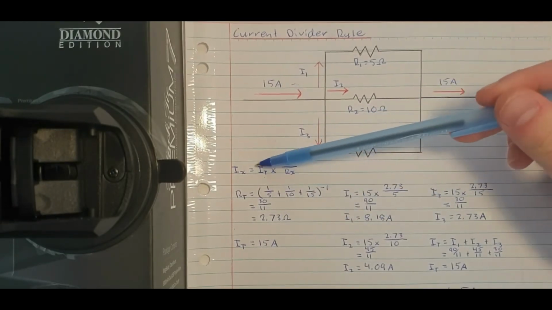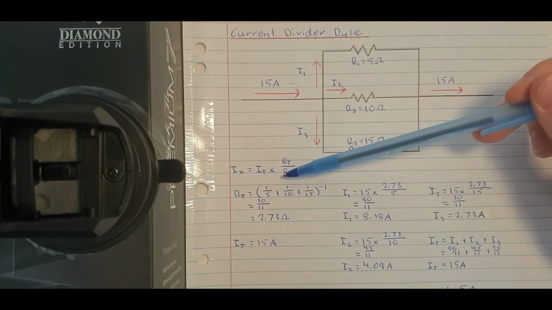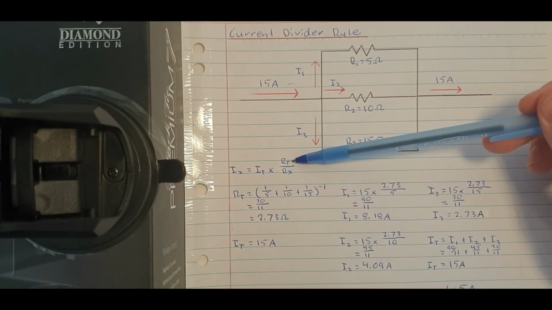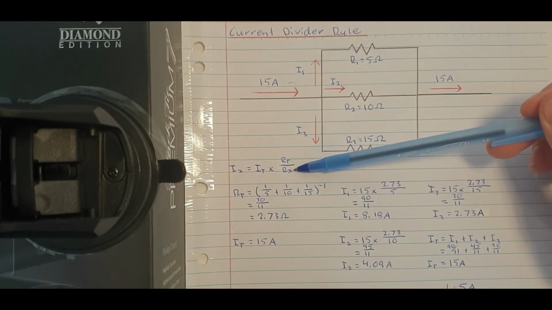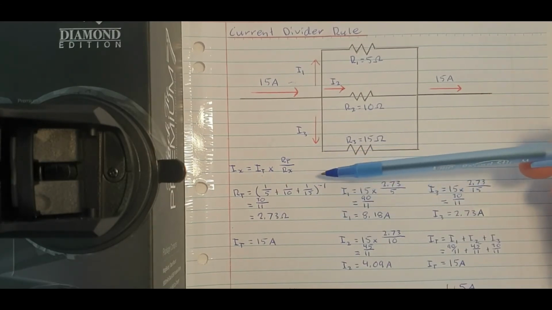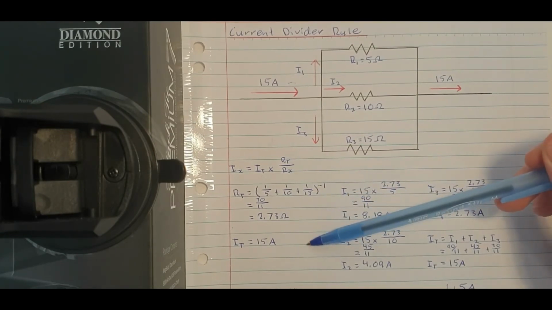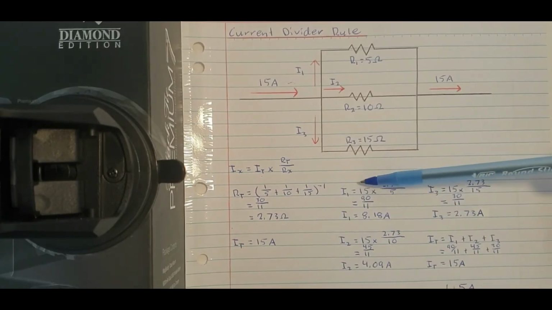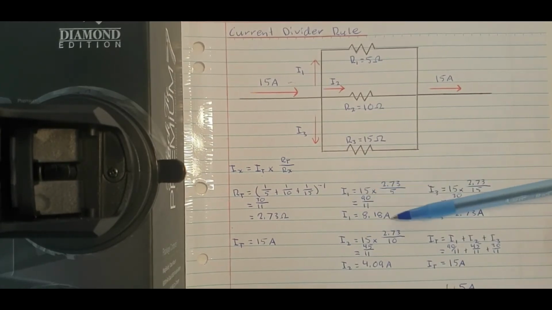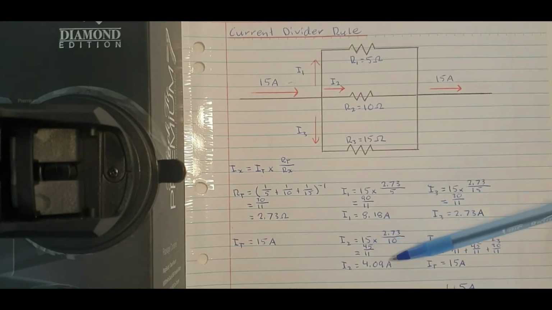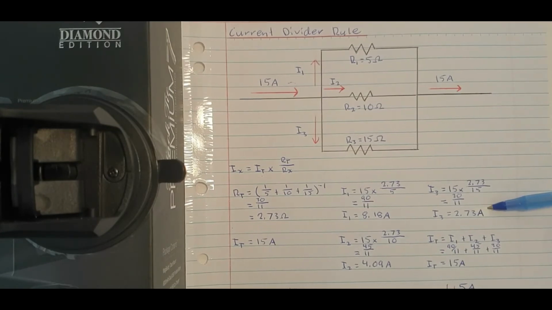The current of a branch is equal to the total current multiplied by the resistance of the total circuit divided by the resistance of the branch. As shown here, first we find the total resistance, which we find to be 2.73 ohms, and the total current is equal to 15 amps. Plugging this into our equation, we find that I1 is equal to 8.18 amps, I2 is equal to 4.09 amps, and I3 is equal to 2.73 amps.